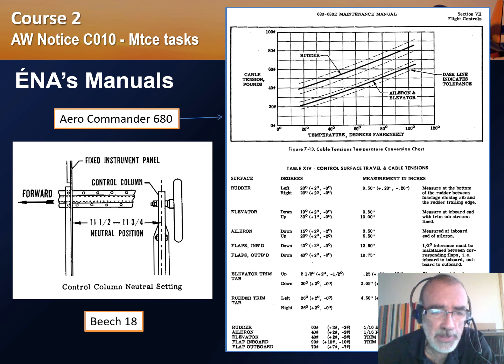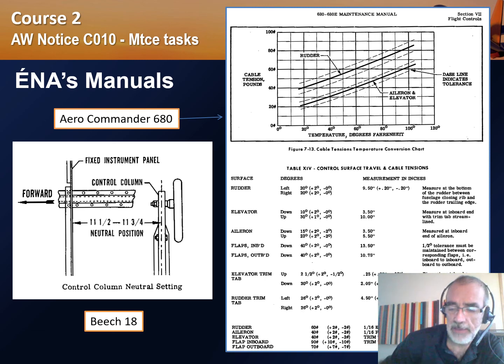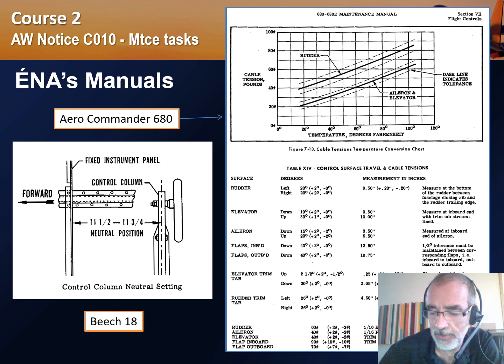On the Beech 18, this is an even older aircraft. You look at the little graph there for the column neutral setting. You actually have to take a tape measure and measure the distance between the fixed instrument panel and the actual column. It should be between 11.5 inches and 11.75 inches. So the older the aircraft, the more sketchy the information is.